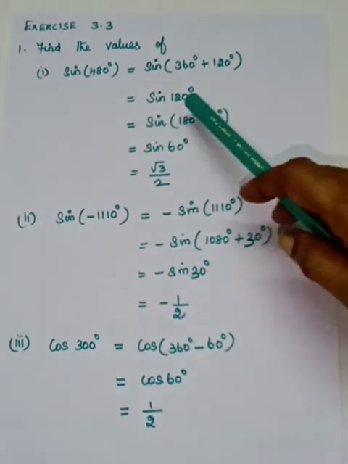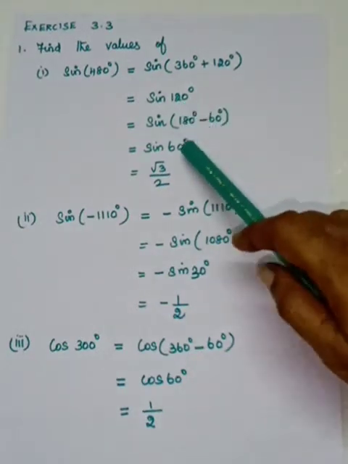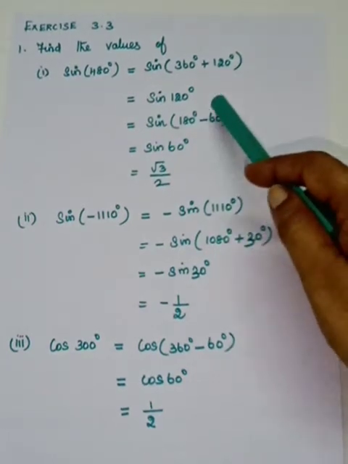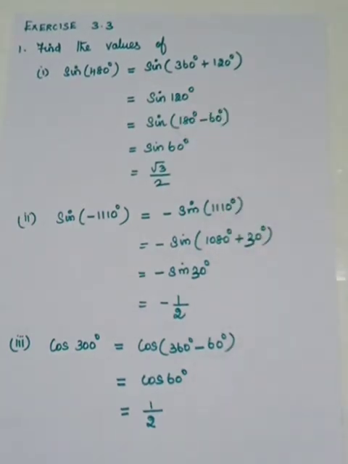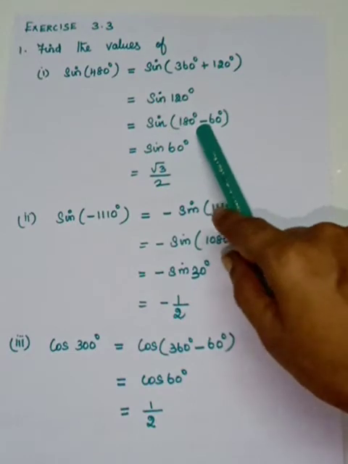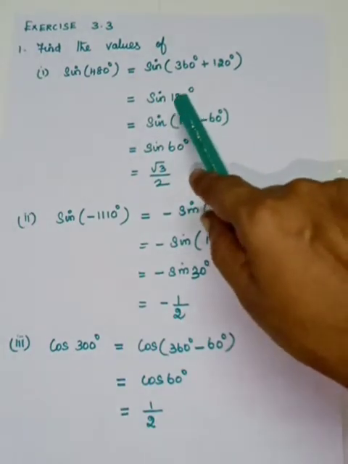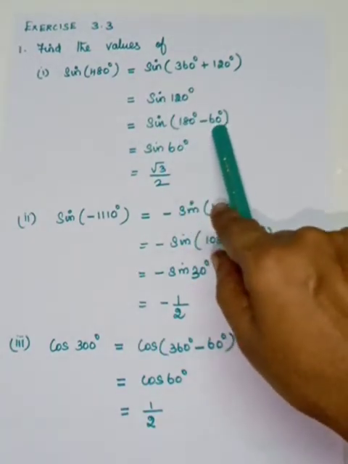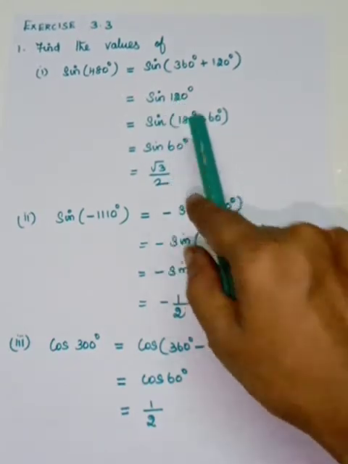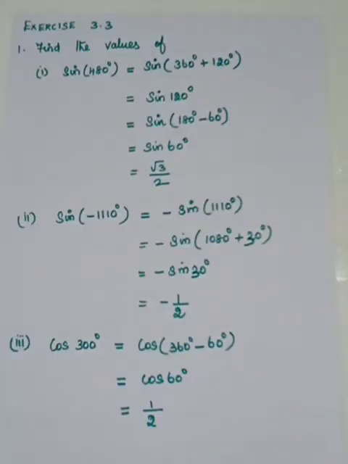So here 120 degree, how I have written? 180 degree minus 60 degree. I have written in the form of 180 degree minus theta. After writing this format, you have to check the sign. See that 180 degree minus 60 degree or 120 degree, both are same. So 120 degree lies in which quadrant? It lies in the second quadrant.